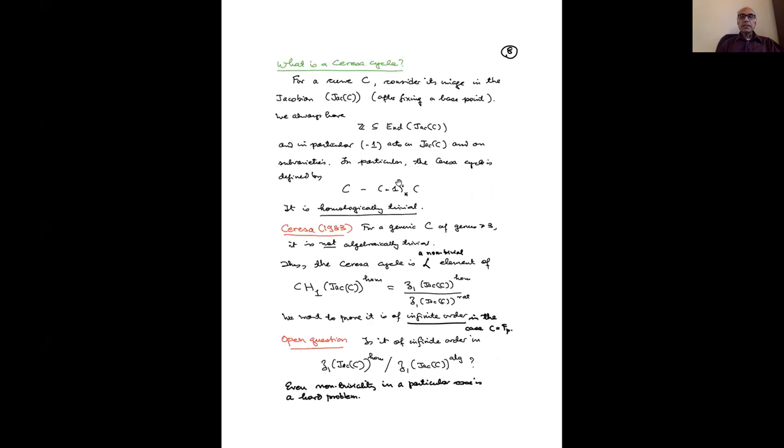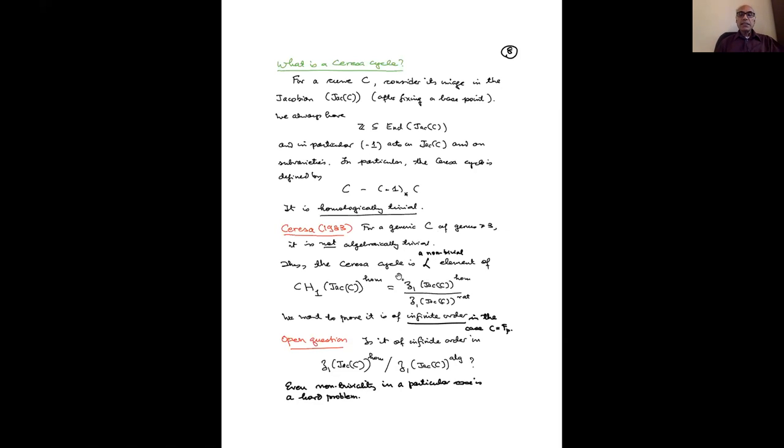Okay, so this Ceresa cycle is homologically trivial. Ceresa showed in 1983 that generically, if I pick a curve in the moduli space of curves of a fixed genus, with genus bigger than three, if I pick a general curve, it is not algebraically trivial. But if I give you a specific curve, it turns out to be a very hard problem to say whether the Ceresa cycle is algebraically trivial or not.